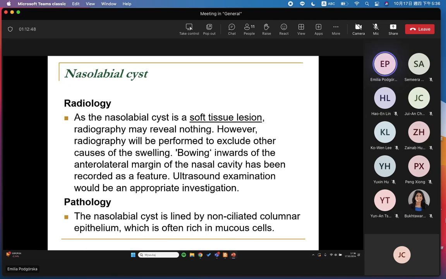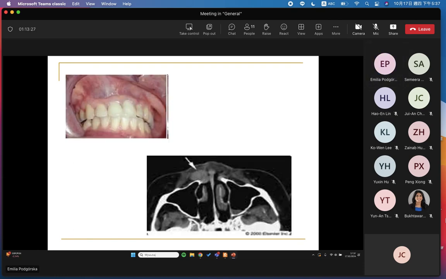And nasolabial cyst. Nasolabial cyst is a soft tissue lesion. Radiography may reveal nothing. However, radiography will be performed to exclude other causes of the swelling. Bowing inwards of the anterior-lateral margin of the nasal cavity has been recorded as a feature. Ultrasound examination would be an appropriate investigation. The nasolabial cyst is lined by non-ciliated columnar epithelium, which is often rich in mucous cells. And this is a case of nasolabial cyst.